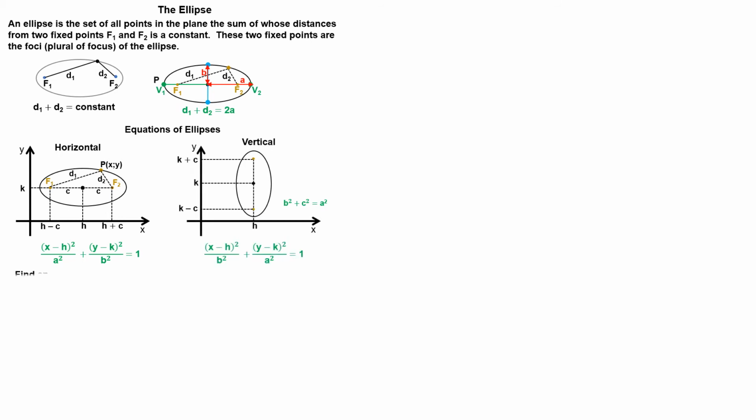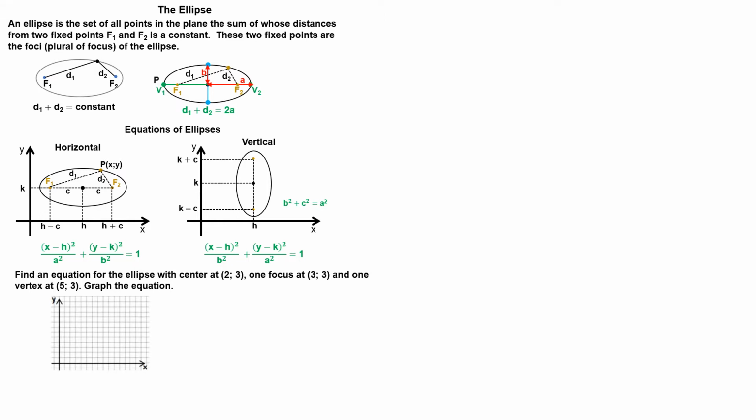Let's see how it works. The center is at x equals 2 and y equals 3. It means that h equals 2 and k equals 3. We start plotting the center, then we plot the focus and vertex.